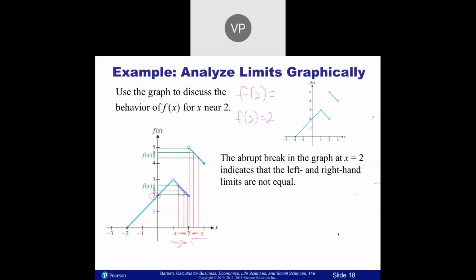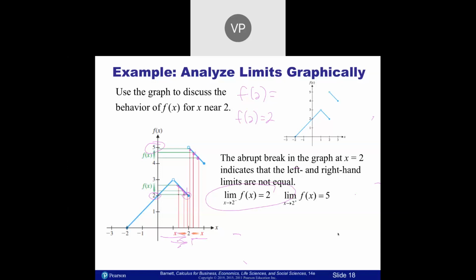But as we come in from the right side and you look at the function, here it looks like it's approaching 5. So this is a case where you have two different sides, two different limits. From the left, as x comes in from the left, the y value is approaching 2. That's why they say this right here. But from the right side, the limit is 5 because the y value is approaching 5.